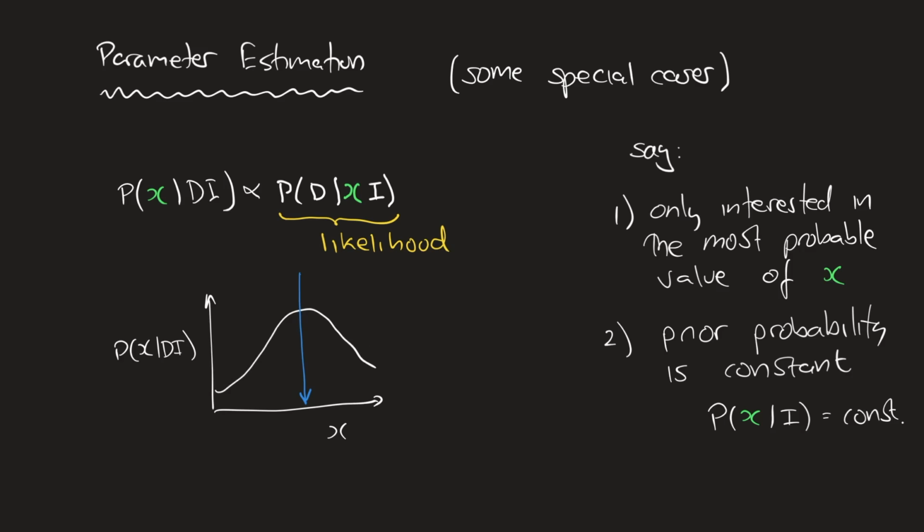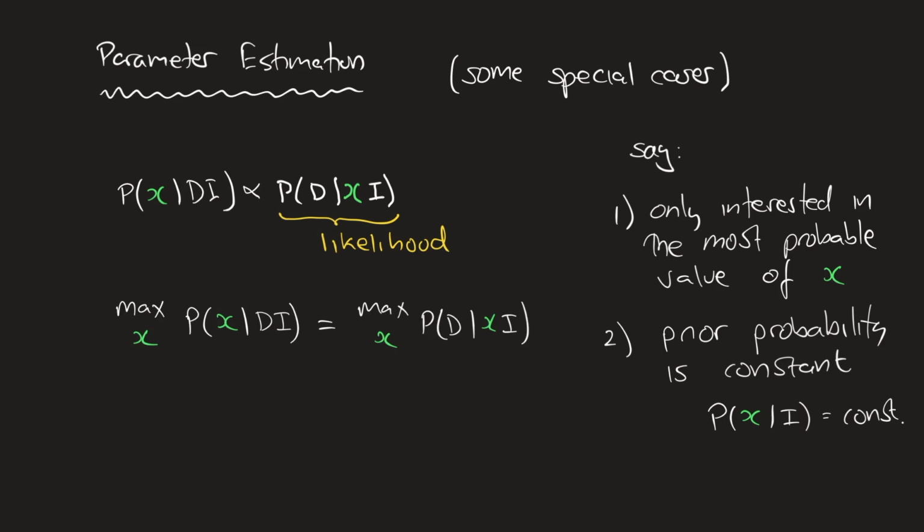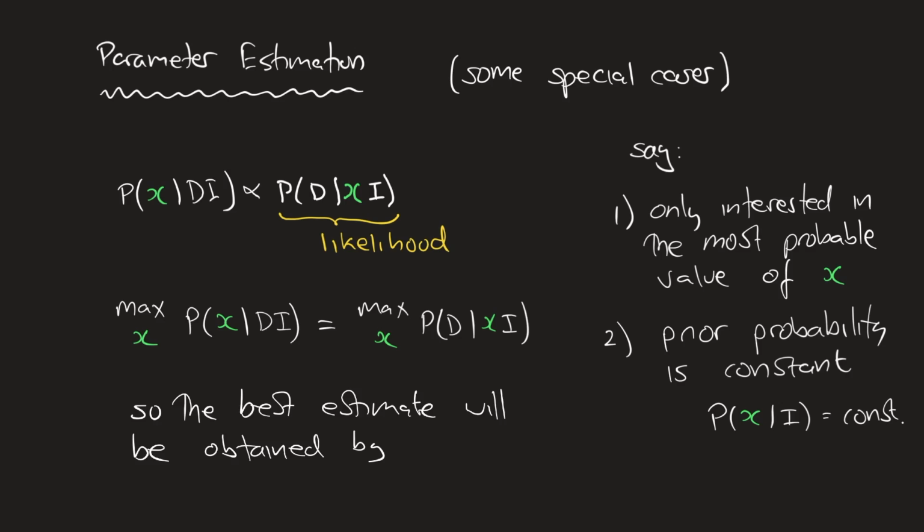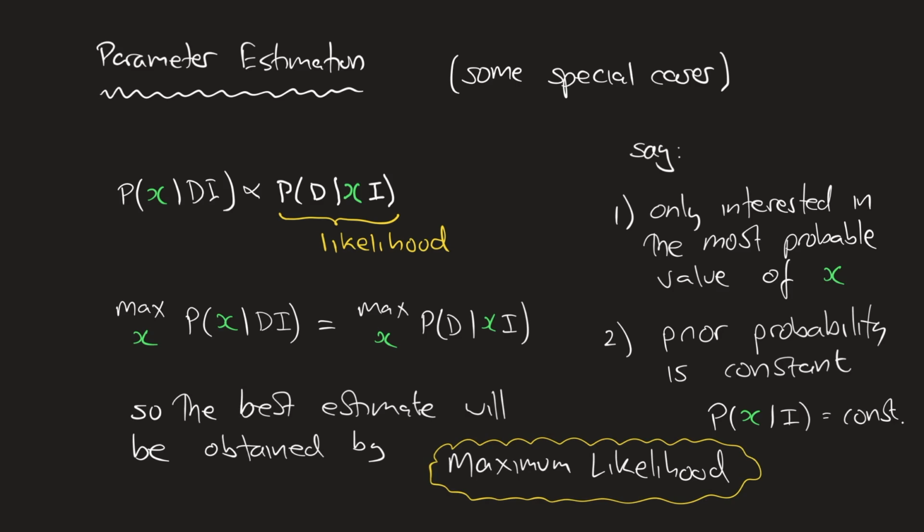So now we can say that the maximum of the posterior distribution over x is going to be the same as the maximum of the likelihood over x. So our best estimate of x is going to be obtained by the maximum likelihood procedure. So we've just discovered one of the traditional procedures for inference hidden away inside the Bayes rule.